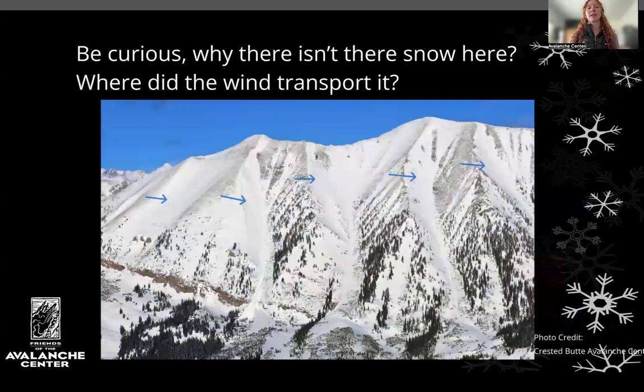So as you're traveling through the mountains, be curious where the snow has transported as you come across scoured slopes. As you can see in this photo here, you can see the prevailing winds coming from the left to the right and how it's scouring off those slopes and depositing all that snow onto the other slopes. So think about how much deeper that snowpack is and the structure of it as you're traveling around.